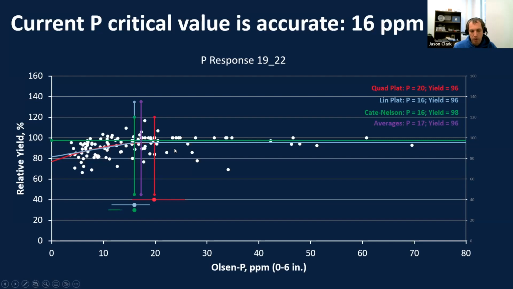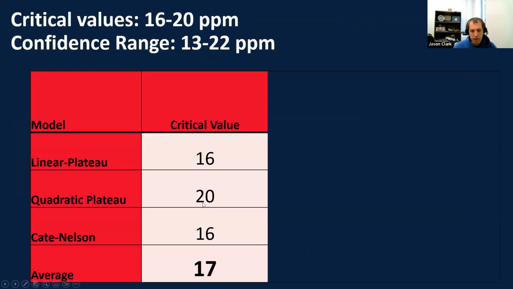These lines right here just represent confidence around this point of how accurate we think we are. And we'll go over those numbers in this next table right here. So we have those critical values based on the different models, and I just want to show you some different numbers here. They're between 16 and 20. That average is 17, so pretty close to the 16 that we're at.